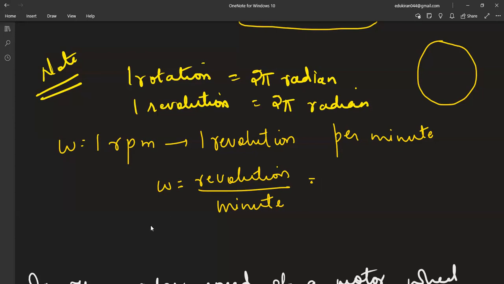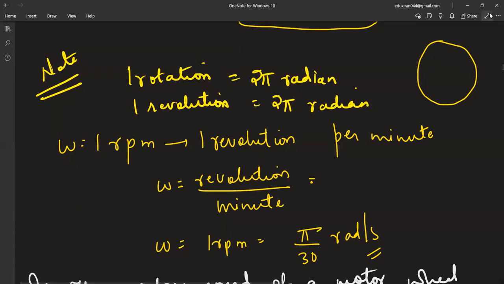So mainly one conversion we have that is helpful for you. Remember, 1 RPM is equal to pi by 30 radian per second. This will be helpful to you in most of the questions. I'll show you the next question.